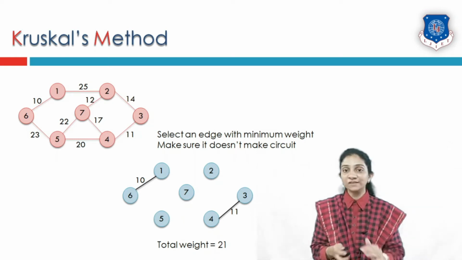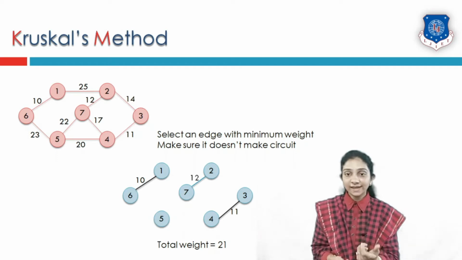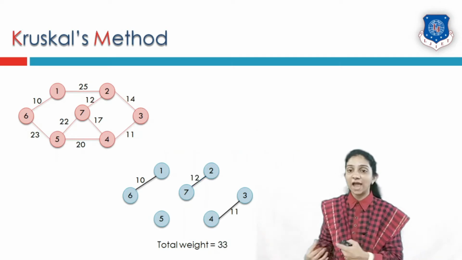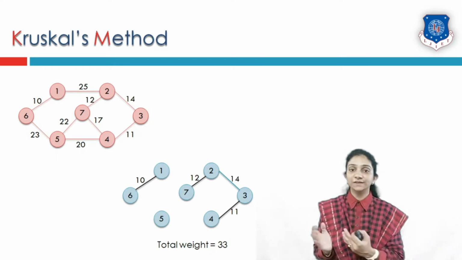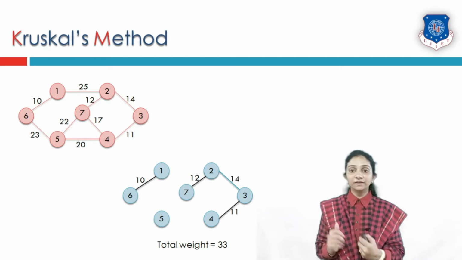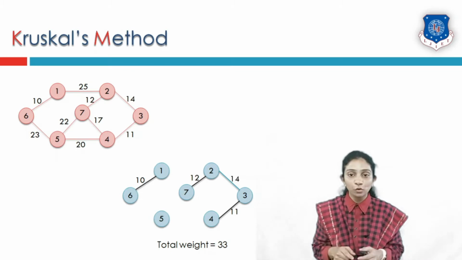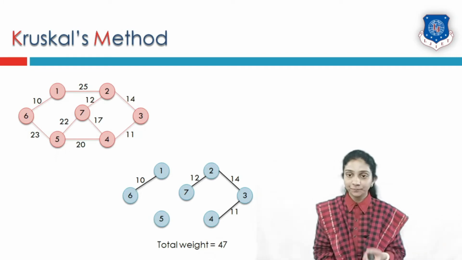So we are going to select the next least weighted edge. After 11, the least weighted edge in the graph is the edge with weight 12. Adding this edge to the result doesn't make a loop or circuit. So we will keep this edge and update the total weight. The next least weighted edge is the edge with weight 14. Adding this edge to the result doesn't make a closed loop or a circuit. So we will keep this edge and update the total weight.